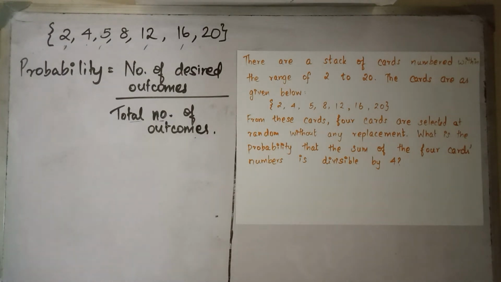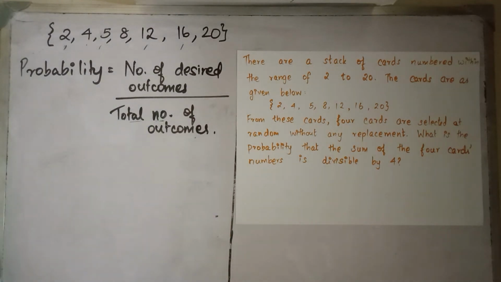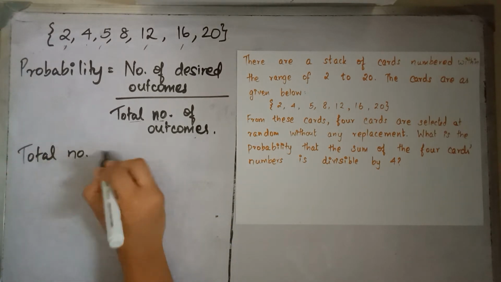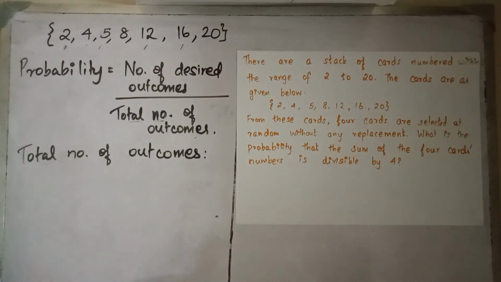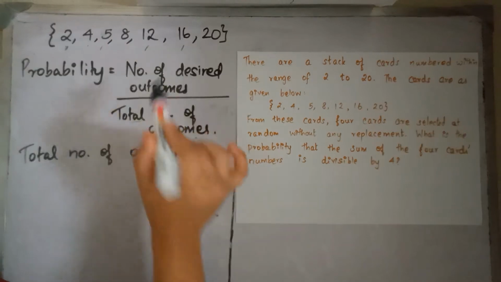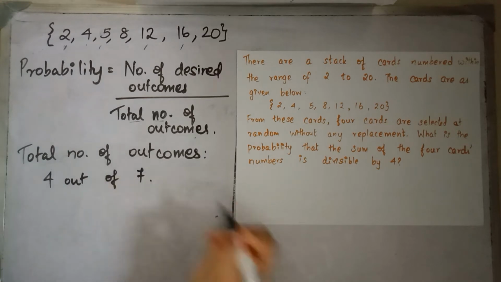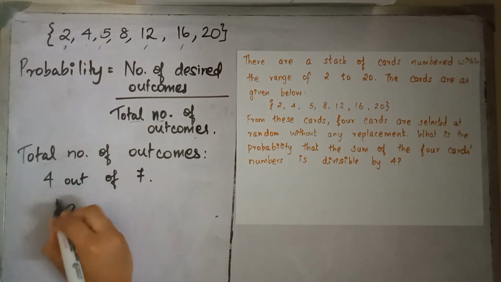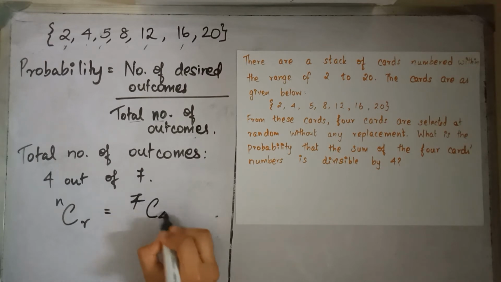Now the formula for any probability question is number of desired outcomes divided by total number of outcomes. So we'll be first looking at the total number of outcomes. How do you find out the total number of outcomes? You are choosing 4 cards out of all of these cards. First, let's look at how many cards there are. There are 7 cards. So you're choosing 4 out of 7 randomly. So the order does not matter. We'll be using combination. Out of 7, you're choosing 4.